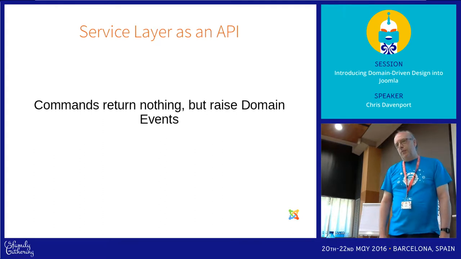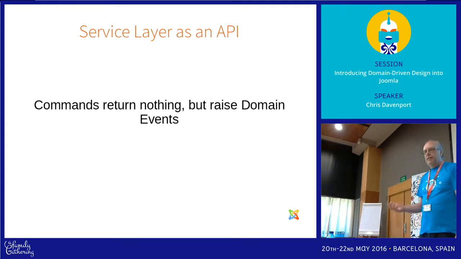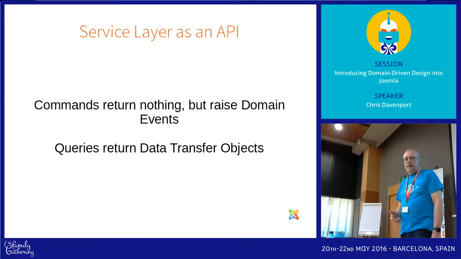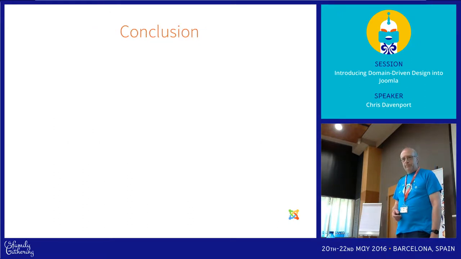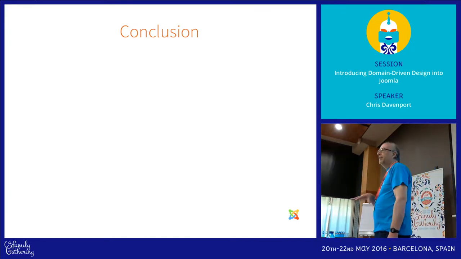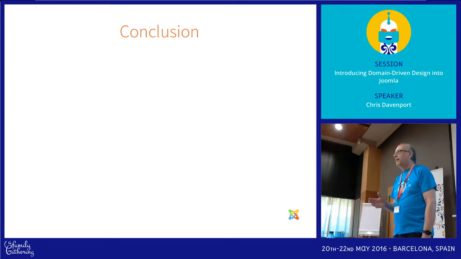So commands return nothing, but they can raise domain events. Queries return data transfer objects. And that's basically the API that we want to define. Okay, so this is the API that we're talking about, the component API. We're talking about commands, domain events, queries, and data transfer objects, and that's how you define that API.